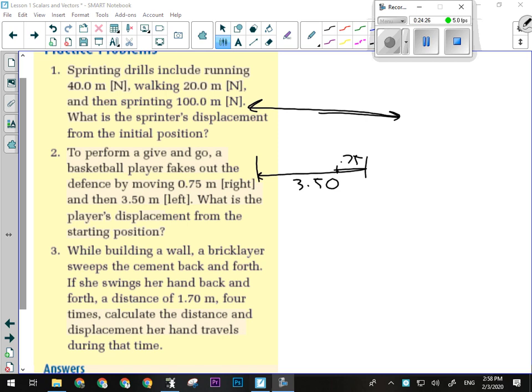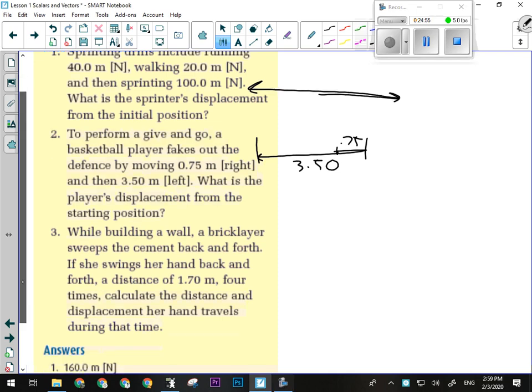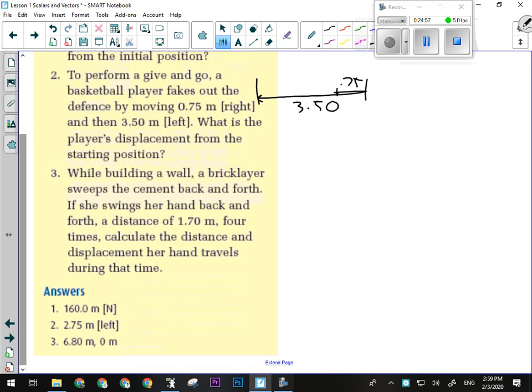Okay, so for number 3, we've got this person building a brick wall. They're moving the cement back and forth. She moves her hand back and forth 1.70 meters 4 times. So she goes 1.70 meters out, and then back, out, and then back. What's her total displacement? 0. She ended up back where she started. What's her total distance? Yeah, 1.7 times 4 would be the total distance traveled, going out and back 4 times. Everybody okay with those? Pretty straightforward? All right.